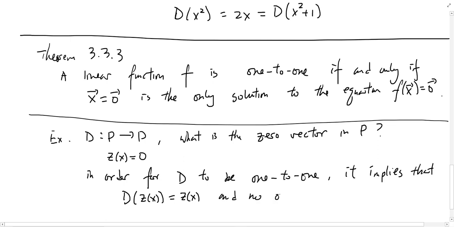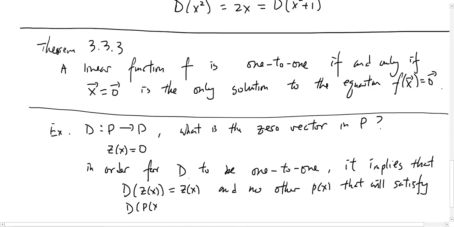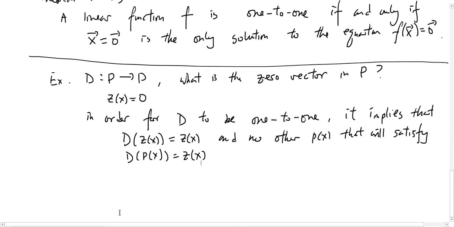And no other polynomial p of x would satisfy that. That's basically what the 1-to-1 needs to be for D. But we know that's not true. Well, of course, for one, we already told you that D is not 1-to-1, so you know that's not true. But it shouldn't be too hard to figure out a counterexample.